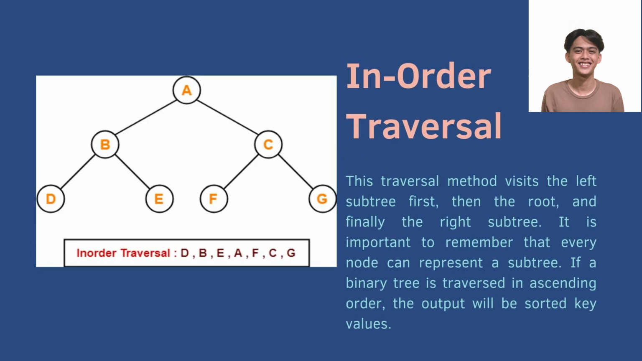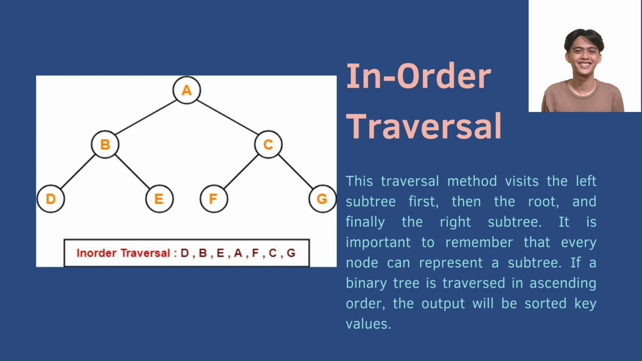So now let's talk about in-order traversal. So what is in-order traversal? This traversal method visits the left subtree first, then the root, and finally the right subtree. It is important to remember that every node can represent a subtree. If a binary tree is traversed in ascending order, the output will be sorted key values.